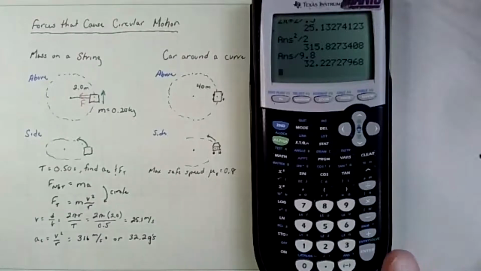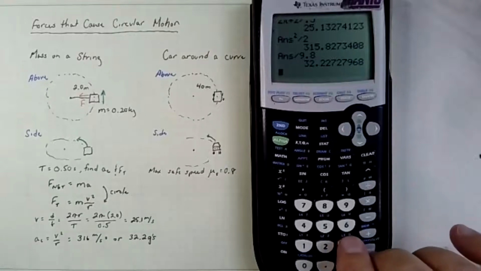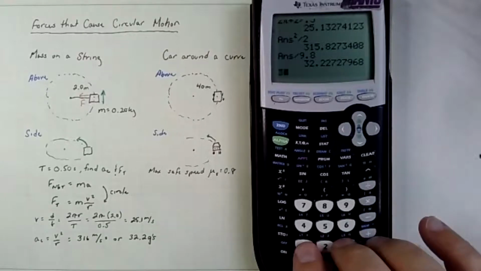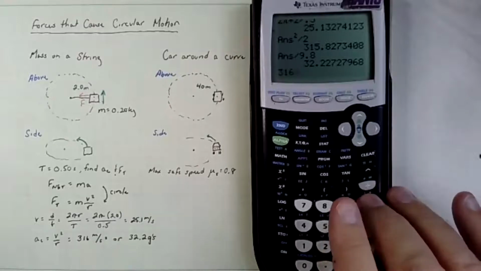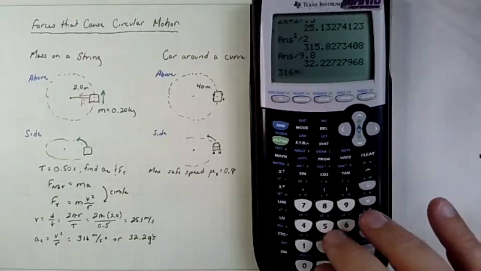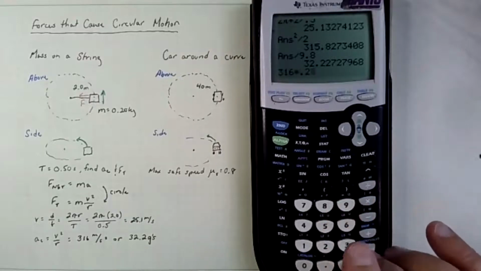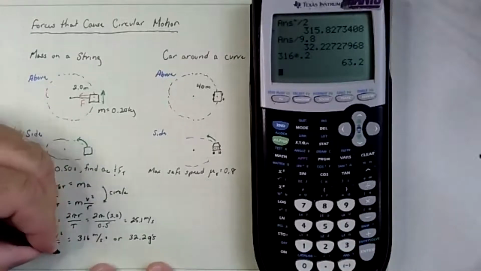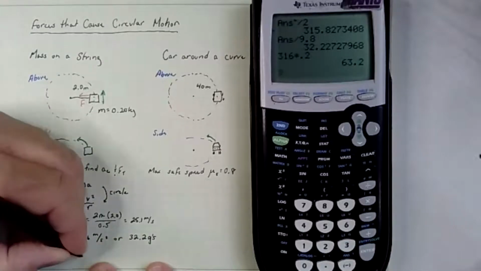And then to finish it off, I can just multiply it by the mass. So I'll just multiply this out. And that means the tension in the string is going to have to be 63 newtons.